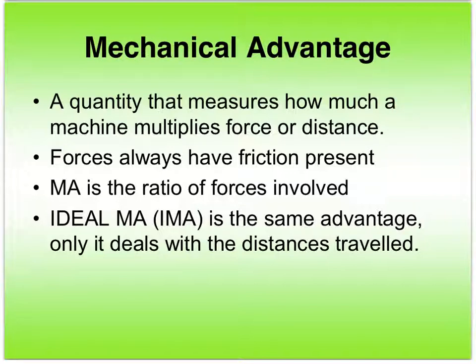Now, it relies upon the distances that you travel and the forces that are applied. Forces have the problem of always having friction present. We'll get to that in just a little bit. The mechanical advantage, MA, is the ratio of forces involved. So the amount of force that I have to use to turn something and the amount of force that the object resists with. Ideal mechanical advantage, IMA, is the same thing. It's mechanical advantage, but ideally, if we want to get rid of friction and any of the problems, we'd be dealing with distances. So we'll look at these two, how mechanical advantage can be used in forces and distances to create an ideal machine or a regular, normal, everyday machine.